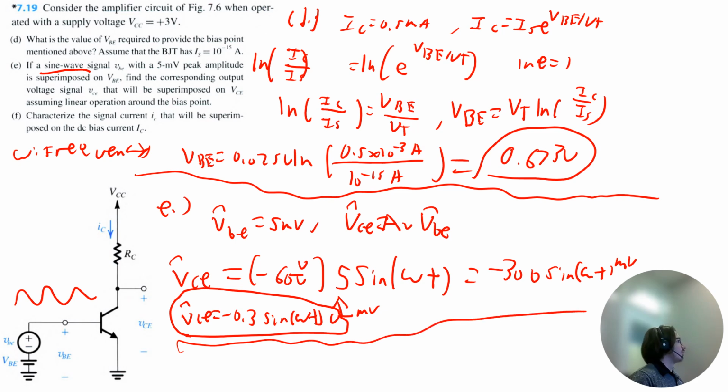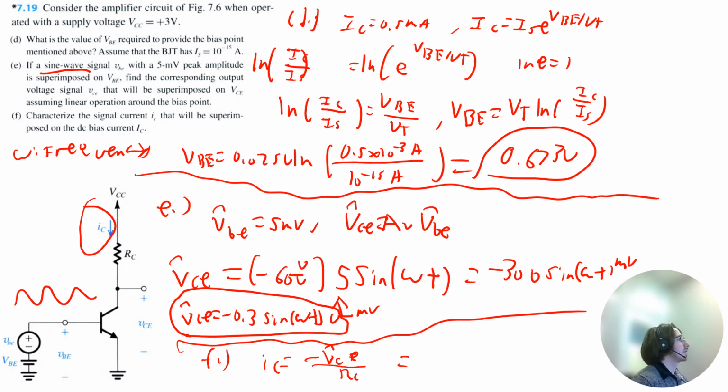Okay, now I'll solve for part F, characterize the signal current IC that will be superimposed. So now we have not only an AC sinusoidal voltage signal, but it's also going to produce an AC sinusoidal current signal. And that's going to be equal to its IC, right? So we're interested in this wire. That will be the AC max output divided by RC.